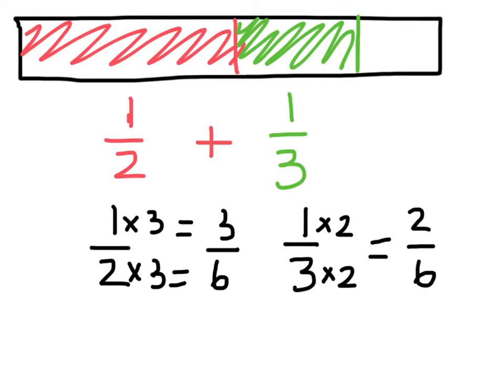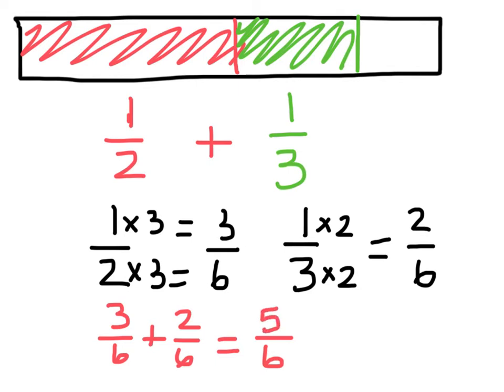Now we have two like fractions, meaning two fractions with the same denominators, and we can complete our calculation. 3/6 plus 2/6. When adding fractions, recall the denominator doesn't change. We'll leave it at 6. Then we simply add 3 plus 2 to get 5. So 5/6 of the plank is painted red and green.